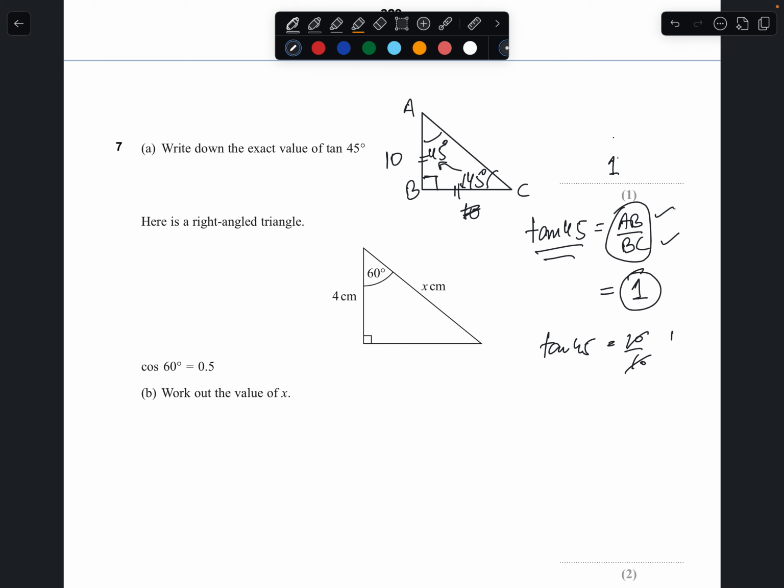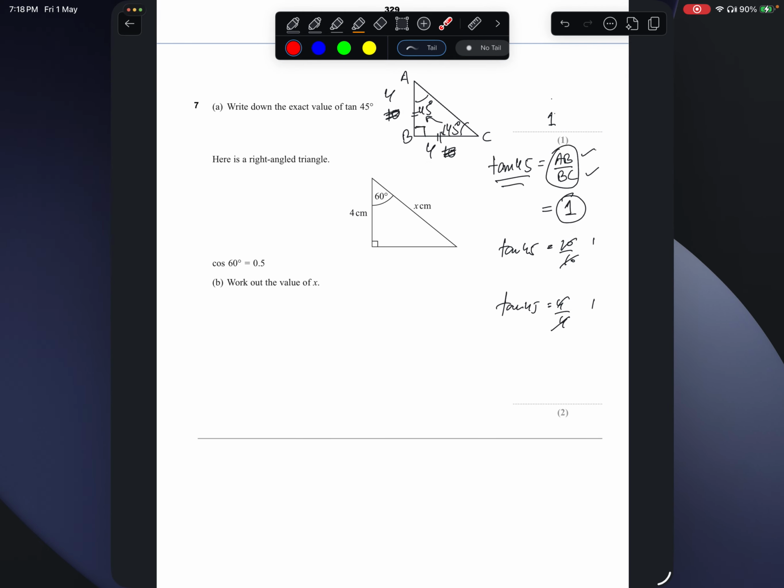अगर ये 10 नहीं थी, लेट्स से ये 4 थी और ये भी 4 थी, क्योंकि इक्वल तो है, तो मैं कहूंगा tan 45 is equal to 4 over 4. That also is 1. So no matter what the length of AB and BC is, as long as the angle is 45 and it's a right angle triangle, tan 45 is going to be 1. ठीक है? So please remember that. This was a good question.